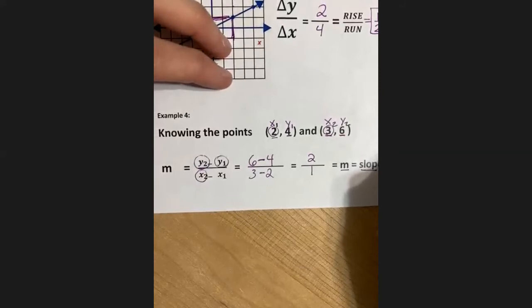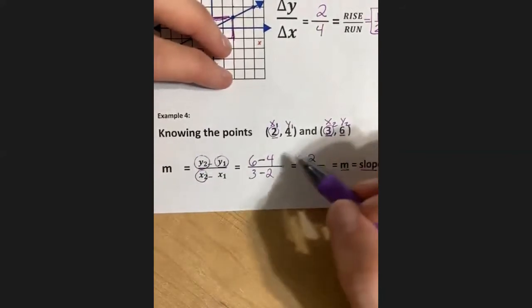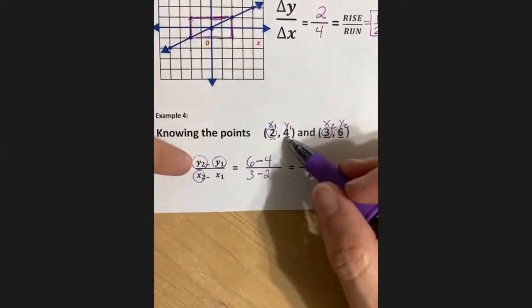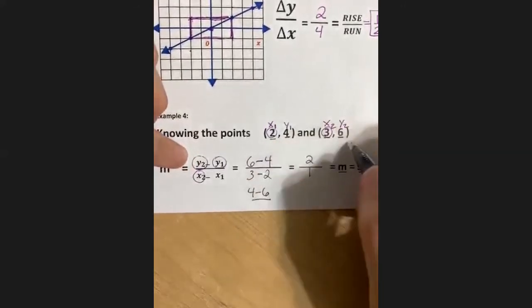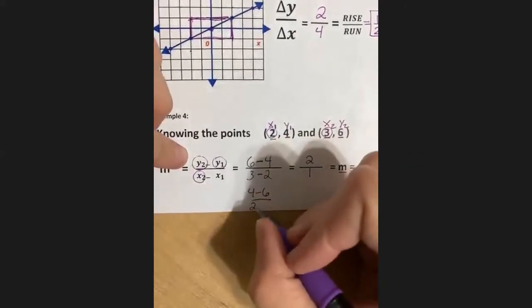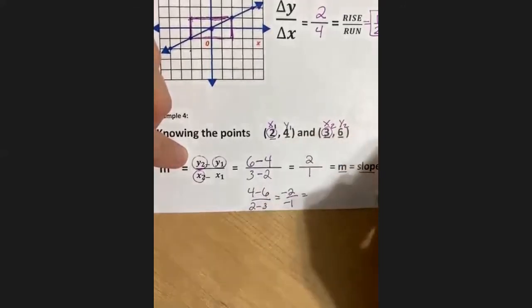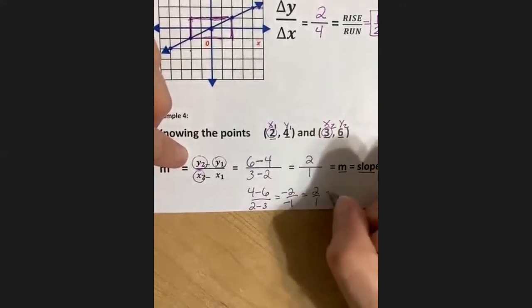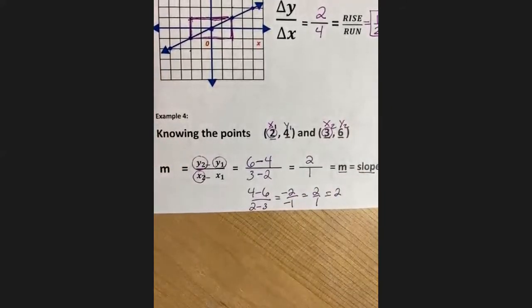Now, if you would have done it the other way around, and you would have turned it around and did the labels differently, you still would be finding the change in the y's over the change in the x. So here we would do 4 minus 6 if we went this direction, over 2 minus 3. And if you notice, this would be a -2 over a -1, and I would still get a +2 over 1 or 2. And so you get the same answer regardless. You just have to be consistent with which direction you decide to go. So y2 minus y1 over x2 minus x1.